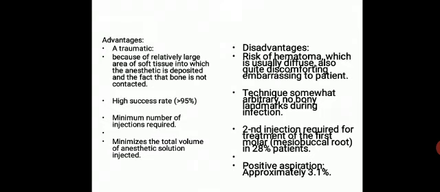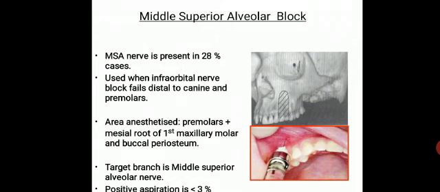Then the middle superior alveolar nerve. The nerves anesthetized are the middle superior alveolar nerve and its terminal branch, and the area anesthetized is the pulp of the maxillary first and second premolar and mesiobuccal root of the first molar, and the buccal periodontal tissue and bone of these teeth.